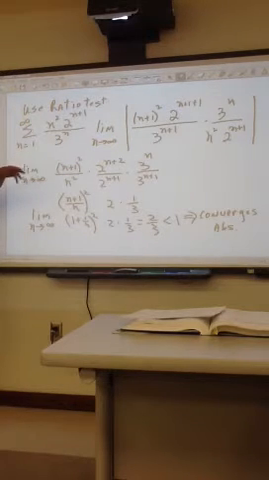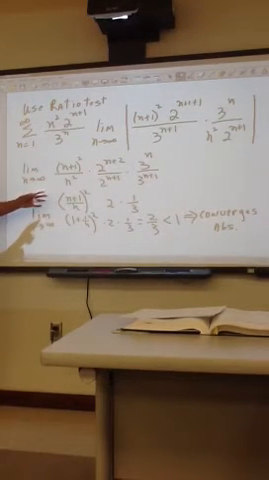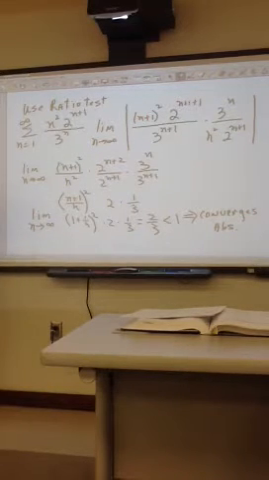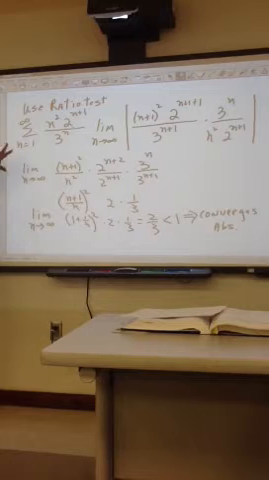So it's kind of horrible looking, but it's really a lot of old algebra. Your exponent properties, you're going to have the ones with the factorials. So that's the ratio test.